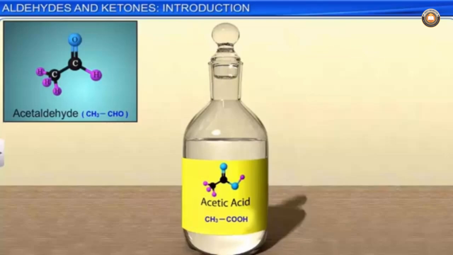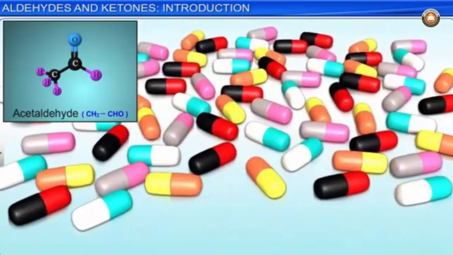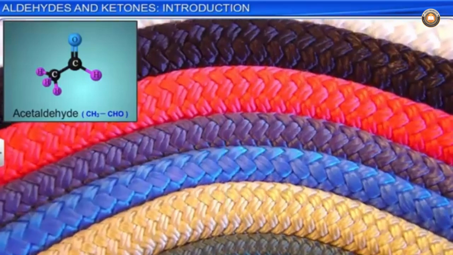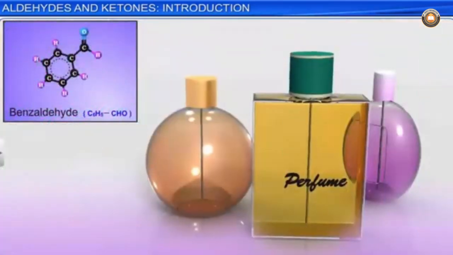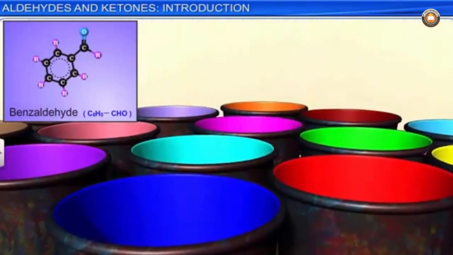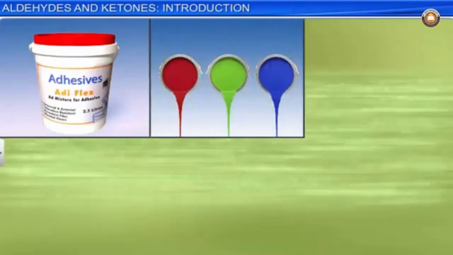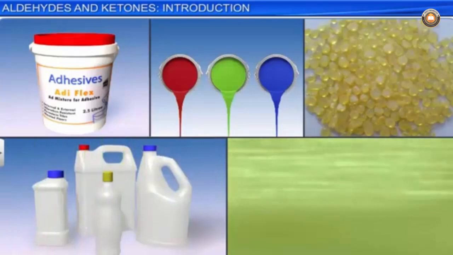ethyl acetate, drugs, and polymers. Benzaldehyde is used in the perfume and dye industries. Certain compounds are used for preparing adhesives, paints, resins, plastics, fabrics, and so on.